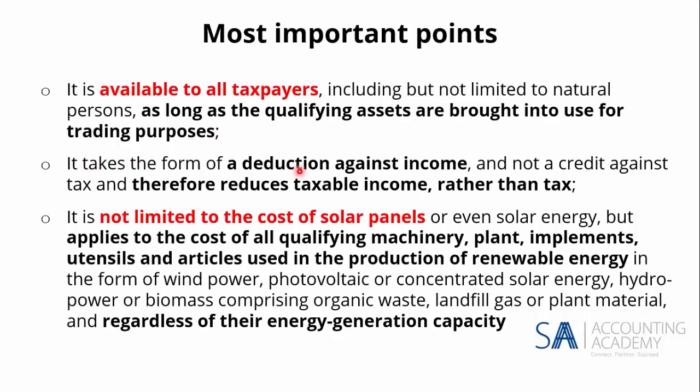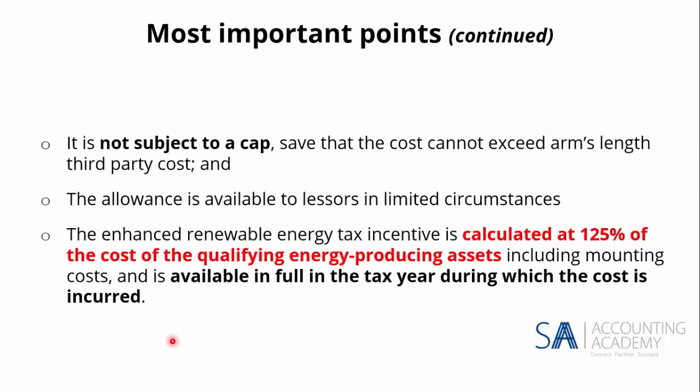It takes the form of a deduction against income, so it reduces your taxable income rather than the tax, where the individual rebate is a rebate against the tax. This reduces your taxable income. It's not limited to the cost of solar panels like the individual incentive is, or even to solar energy. Remember, it applies to all the qualifying machinery, plants, implements, utensils, articles, whatever in the renewable energy, if it's in the form of wind power, PV, concentrated solar, hydropower, or biomass. Right, and that's regardless of the energy generation capacity.